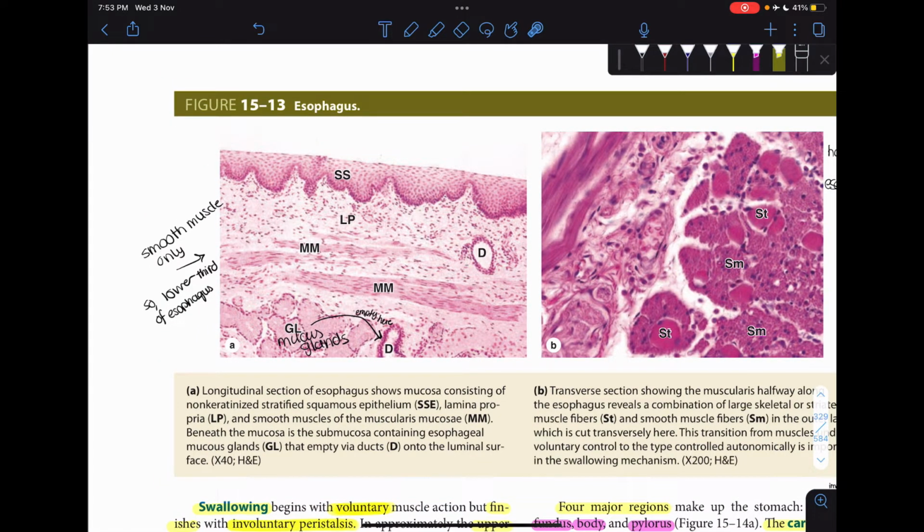As you can see here, we have epithelium, lamina propria, muscularis mucosa. As you can see, in the muscularis mucosa we have only smooth muscle. So from this we know that this is the lower third of the esophagus.